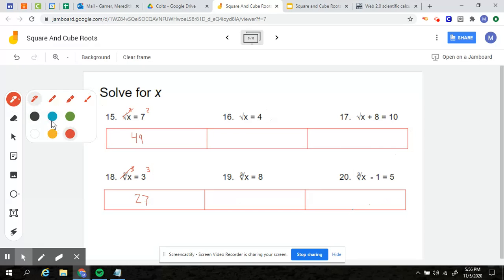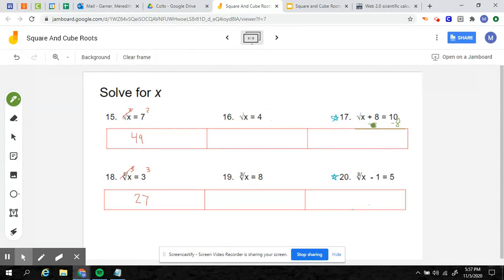Numbers 17 and 20 are a little bit trickier. They have one extra step. You will notice there's square root of x plus 8 equals 10, and cube root of x minus 1 equals 5. So we have to do one step first, and that first step is what you did back in 7th grade when you were isolating x. Here I have a plus 8. I want to get rid of that, so I'm going to do the opposite and subtract 8. And remember, whatever you do to one side, you have to do to the other, so I'm going to subtract 8 from the other side.